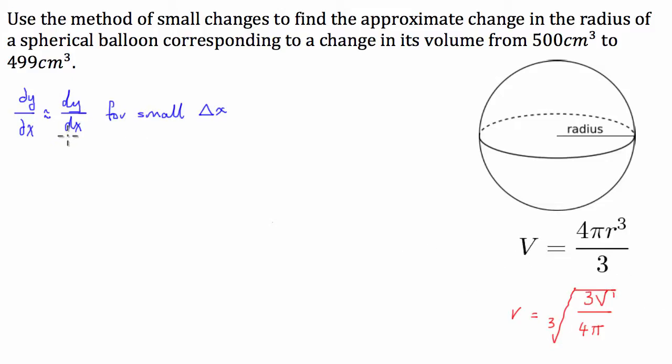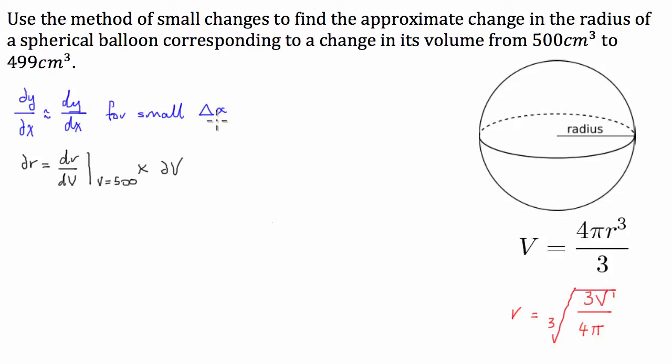From this formula, we can manipulate it to give us what our delta y is going to be, or in this case delta r. So we can say that delta r is going to be equal to dr/dv evaluated when volume is equal to 500, multiplied by the change in volume.